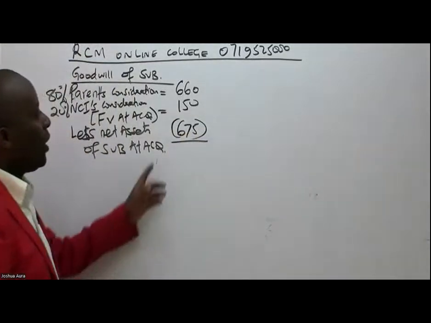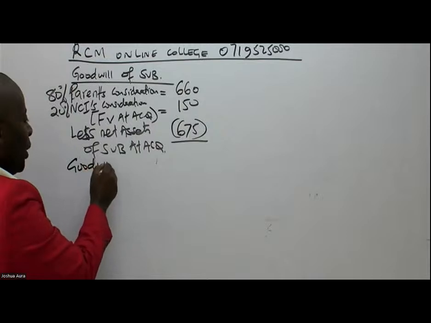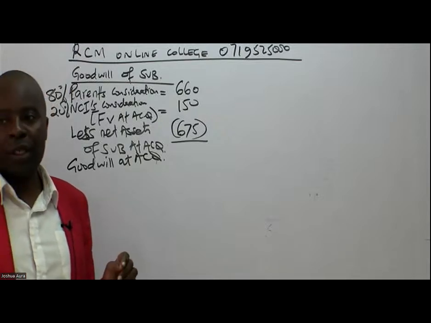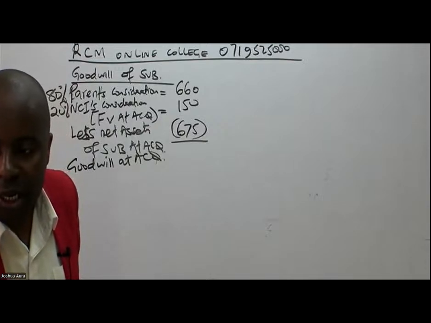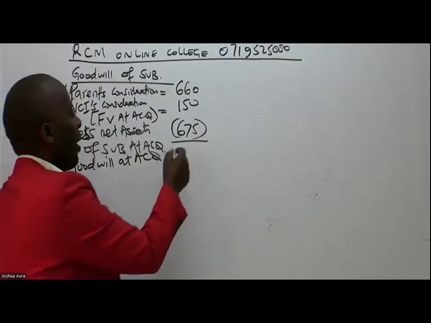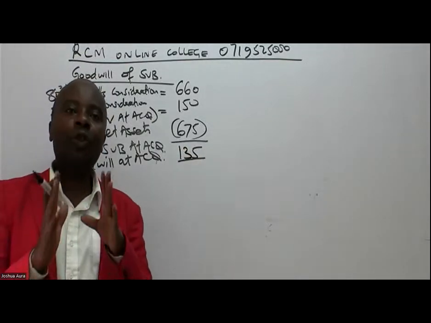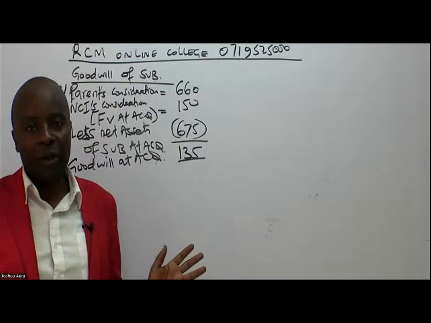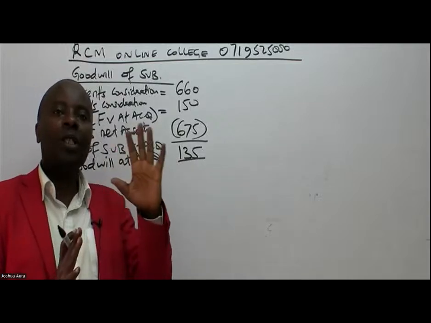I would want you great guys here to give me this answer, which will be the goodwill at acquisition. So goodwill at acquisition, what do we have here? 135. Thank you very much. And they have not given us any policy as to the impairment. They haven't told us that this goodwill was impaired at all. So we shall assume that even at the date of disposal, we had this 135 goodwill still outstanding.